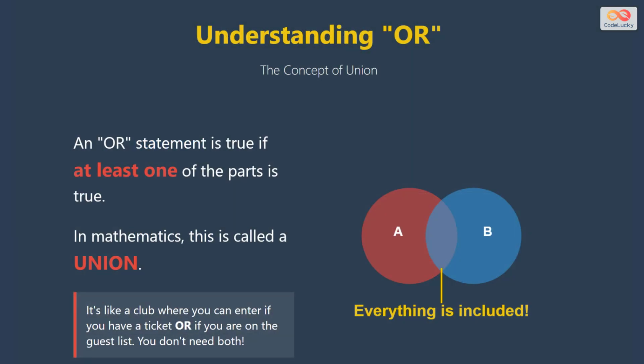Think of the word or as a union. It is like a party where you can get in if you have a ticket or if you are on the guest list. You do not need both. If you satisfy just one condition, you are part of the solution set.